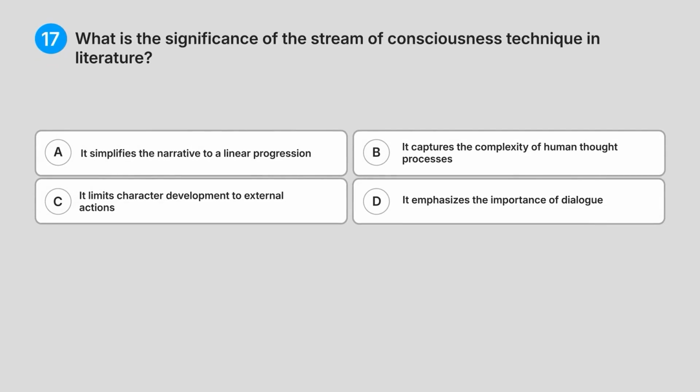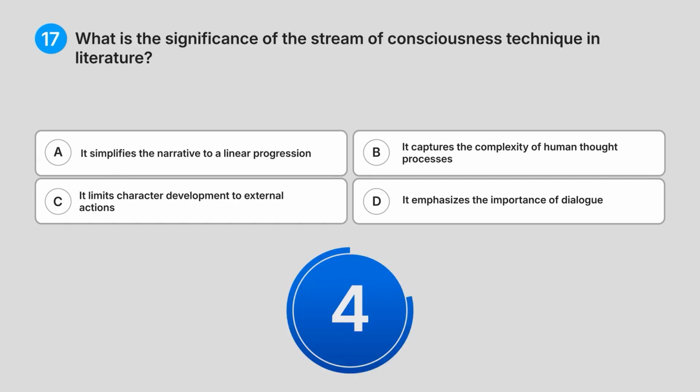17. What is the significance of the stream of consciousness technique in literature? A. It simplifies the narrative to a linear progression. B. It captures the complexity of human thought processes. C. It limits character development to external actions. D. It emphasizes the importance of dialogue.